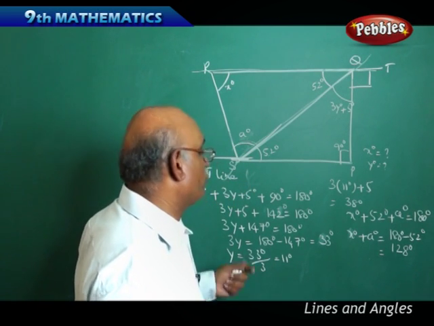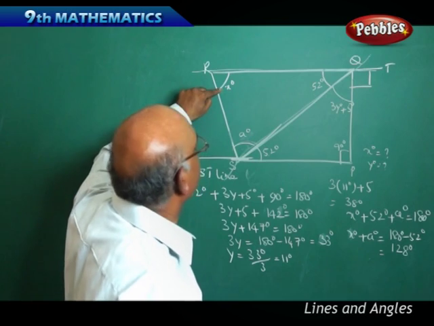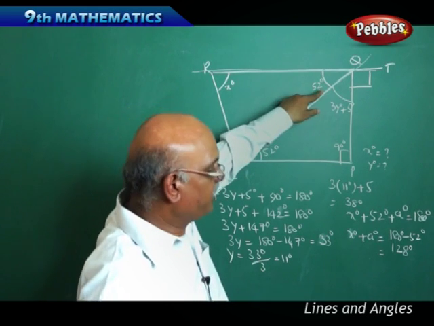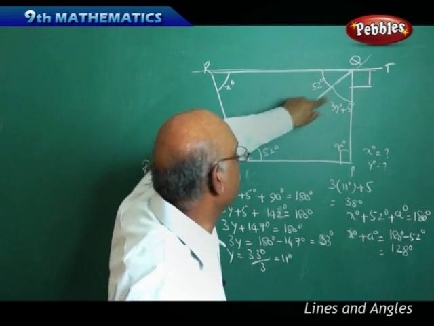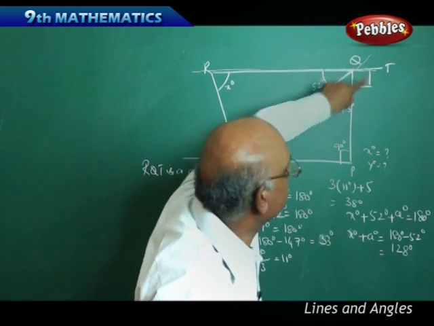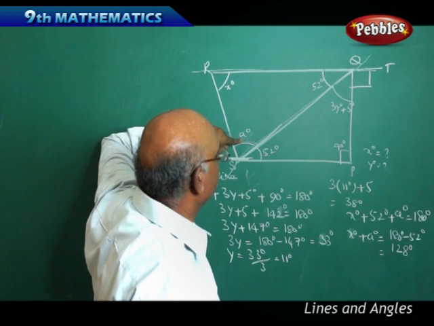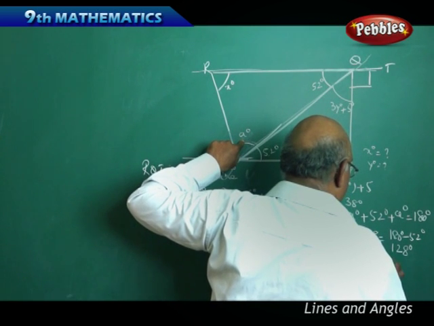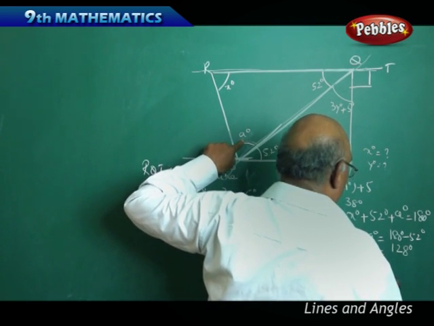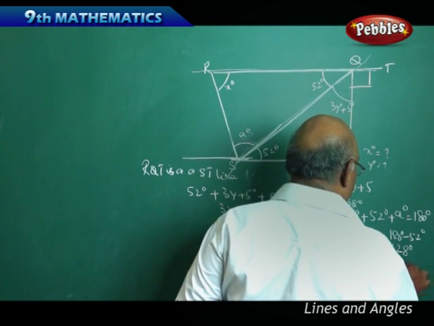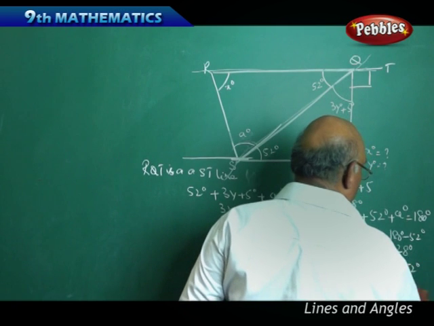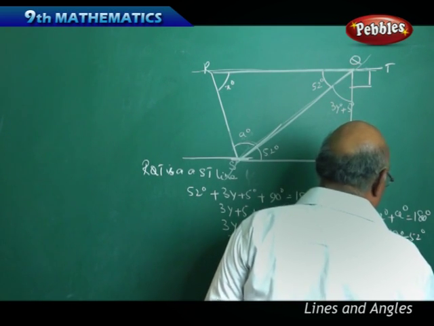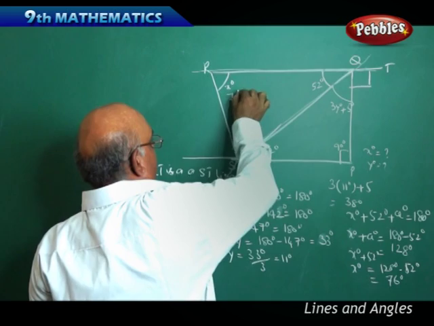Now, we want to know what x degrees is. If you observe carefully, a degrees as well as 52 degrees are lying on the same side of the transversal line. Naturally, a should be equal to 52. If a is equal to 52 degrees, then x degrees plus 52 is equal to 128. Therefore, x degrees is equal to 128 degrees minus 52 degrees, which will give you 76 degrees.